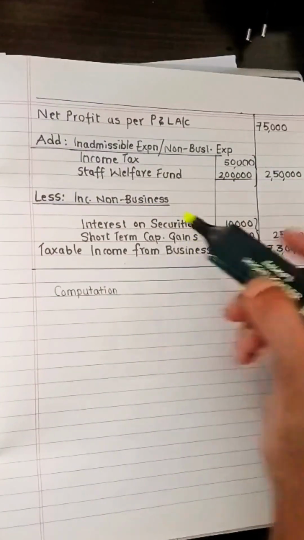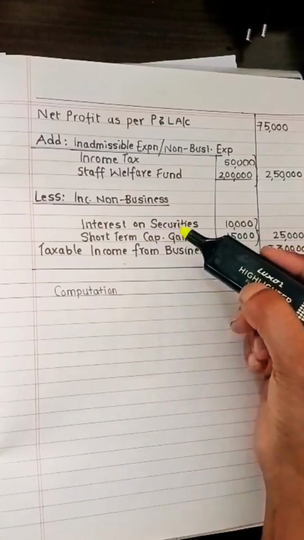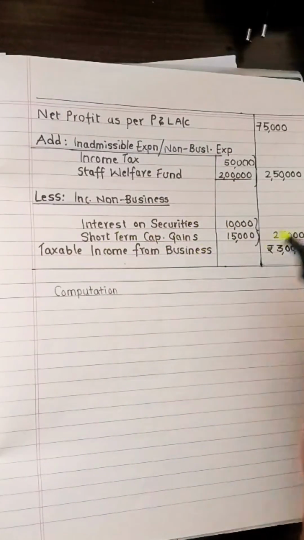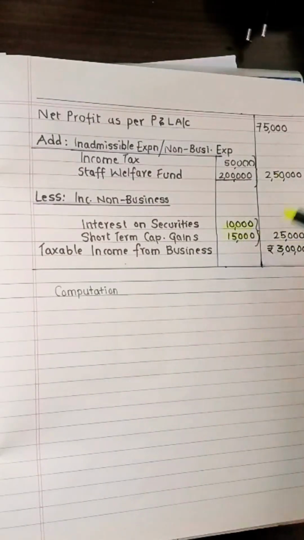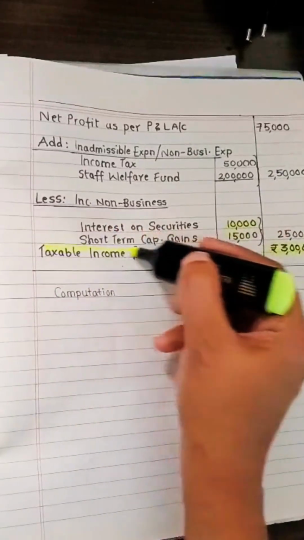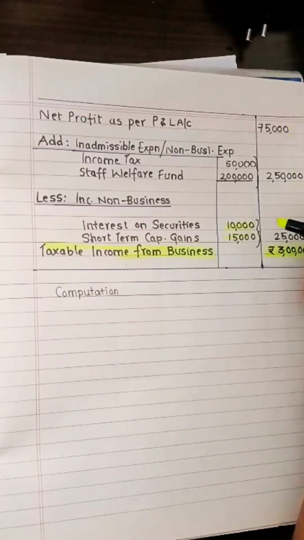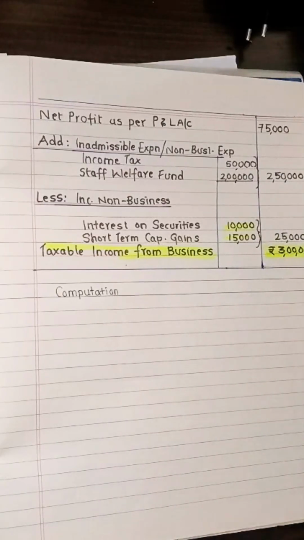So you remember we had interest on securities, which forms part of income from other sources, and short-term capital gains, which comes under the head capital gains. So these two have been reduced from the net profit in order to arrive at your taxable income from business. So after all the adjustments, you arrive at the taxable income, which is rupees 3 lakh.